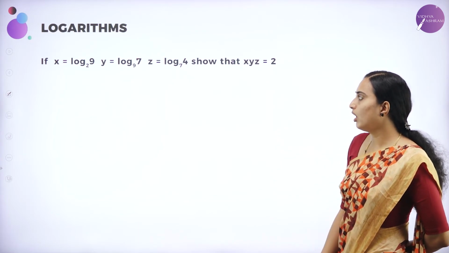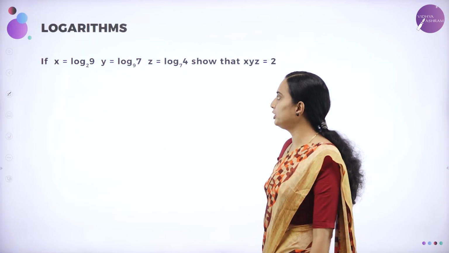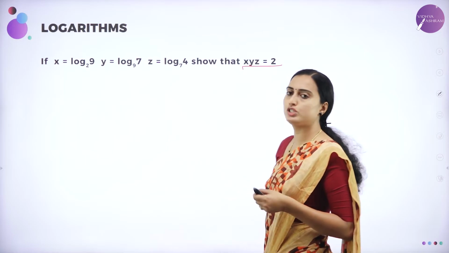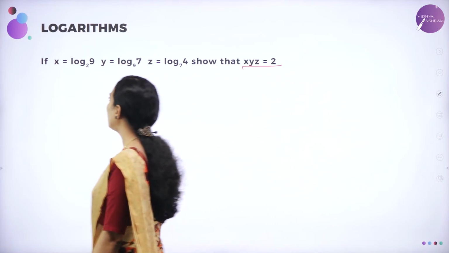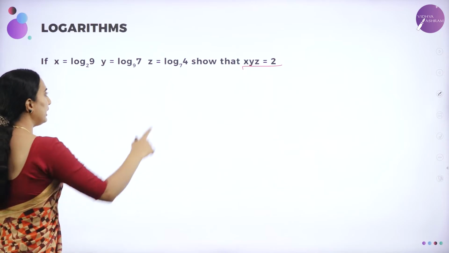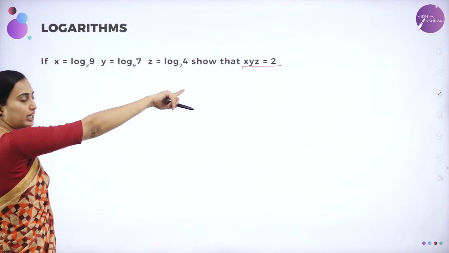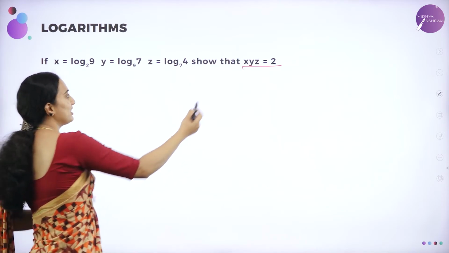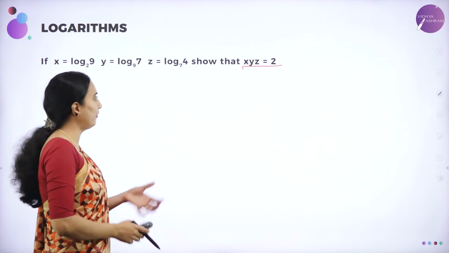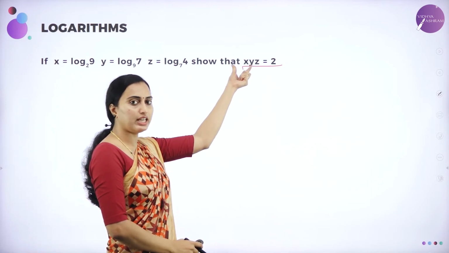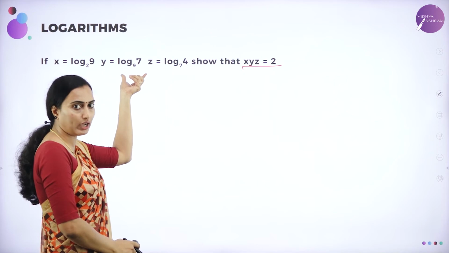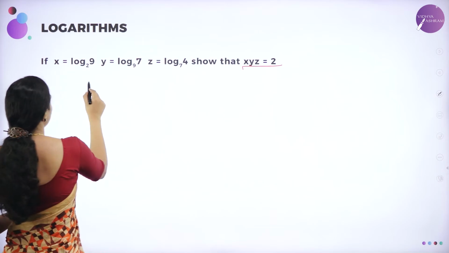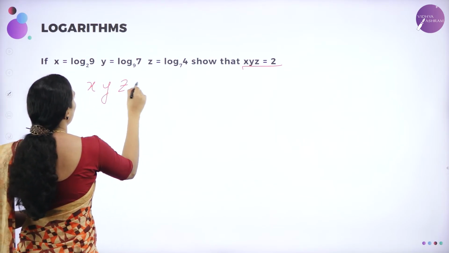If x is equal to log 9 to base 2, y is equal to log 7 to base 9, z is equal to log 4 to base 7, show that xyz is equal to 2. Here, let me take what they have given. To prove this, let me take the left hand side xyz, use the terms of the logarithms they have given, and then we'll prove the right hand side is equal to 2. So let me take xyz.